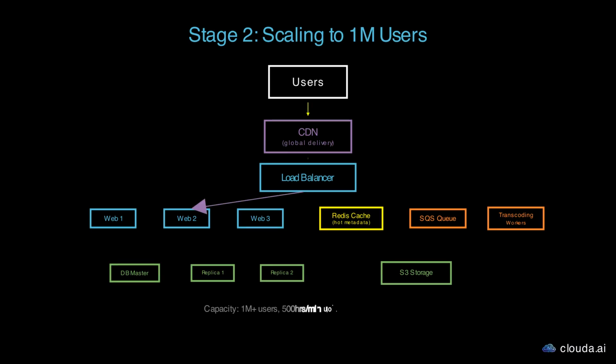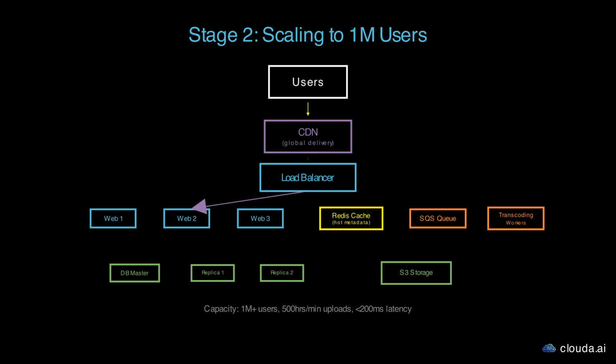Here's how we address these challenges. First, we add a CDN for global video delivery, ensuring users' worldwide experience under 200 milliseconds latency when starting playback. We introduce a load balancer distributing traffic across multiple web servers for horizontal scaling. Redis cache stores hot metadata like trending videos and popular search results, dramatically reducing database load.